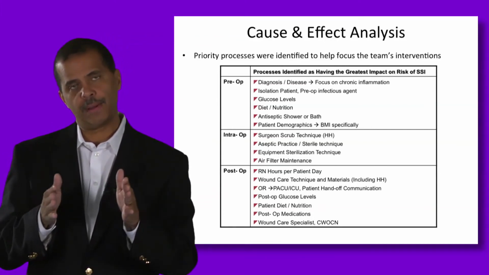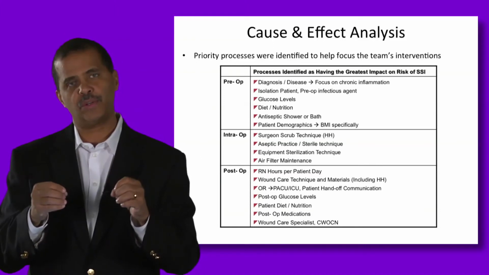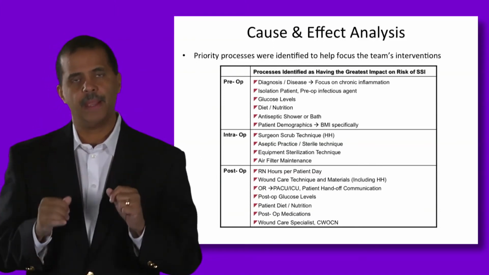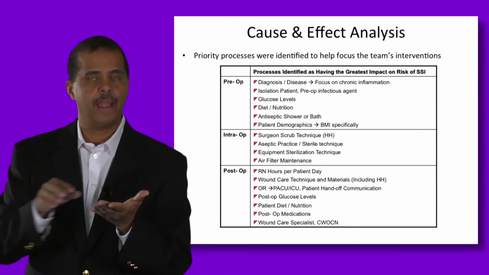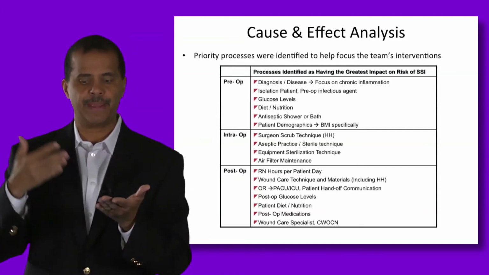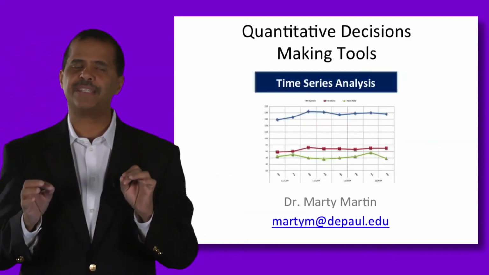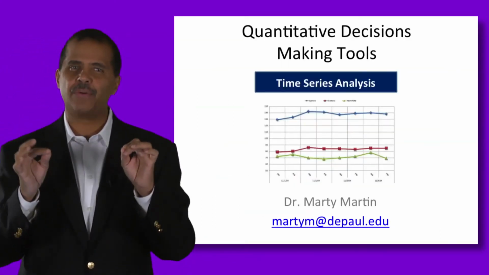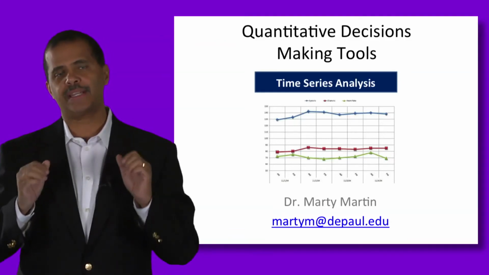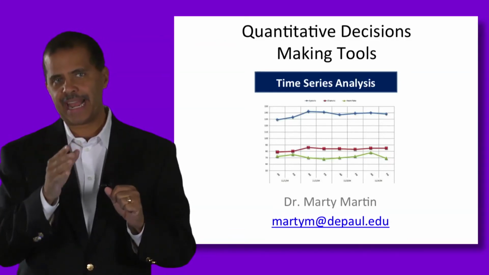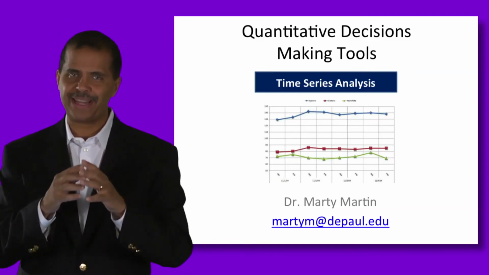So you really want to make sure when you do these cause and effect diagrams that you not only look at the causal factors, but you also make sure that you look at the entire process, because certain parts of the process may be at higher risk. So hopefully you have a pretty good understanding about how to actually think about and use cause and effect. This next part that we're going to focus on is a time series analysis, and that's another tool.